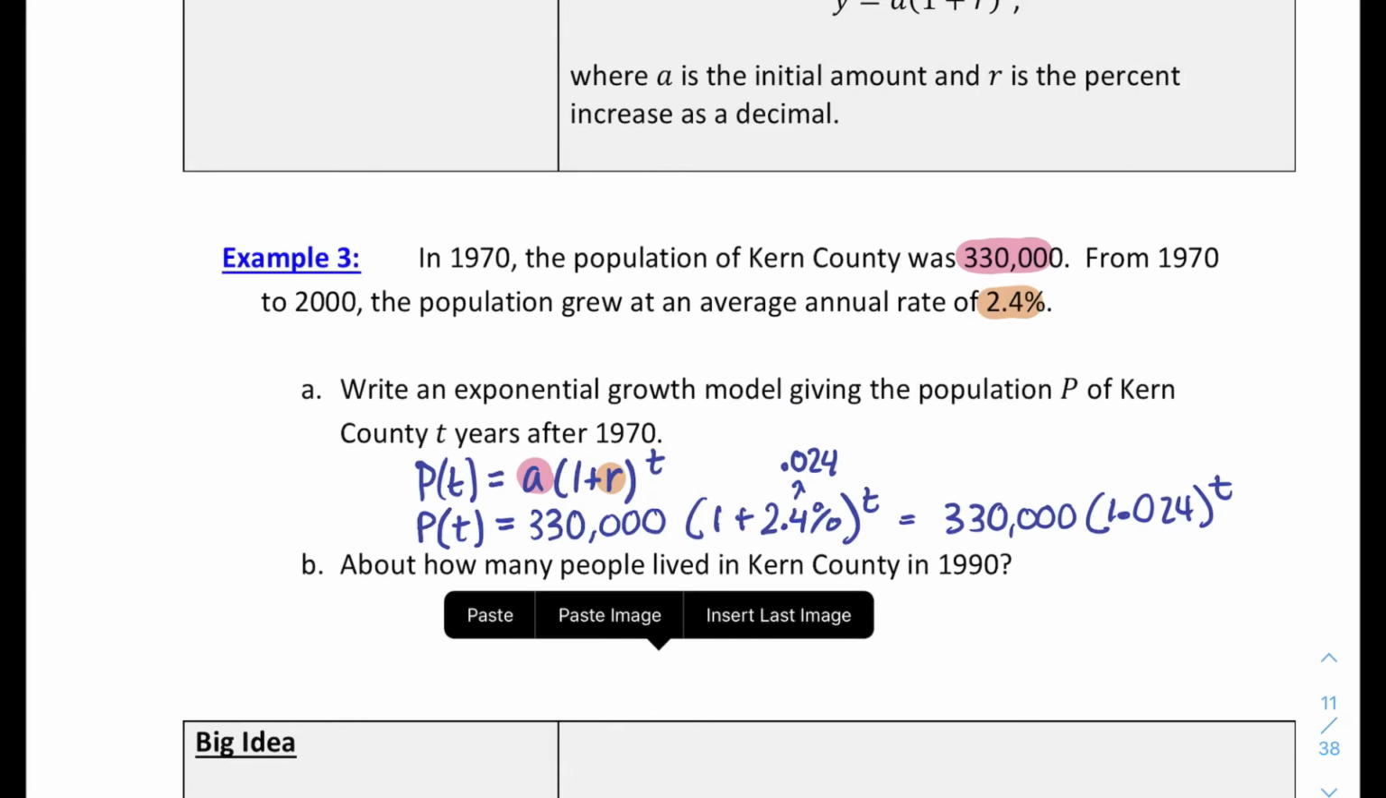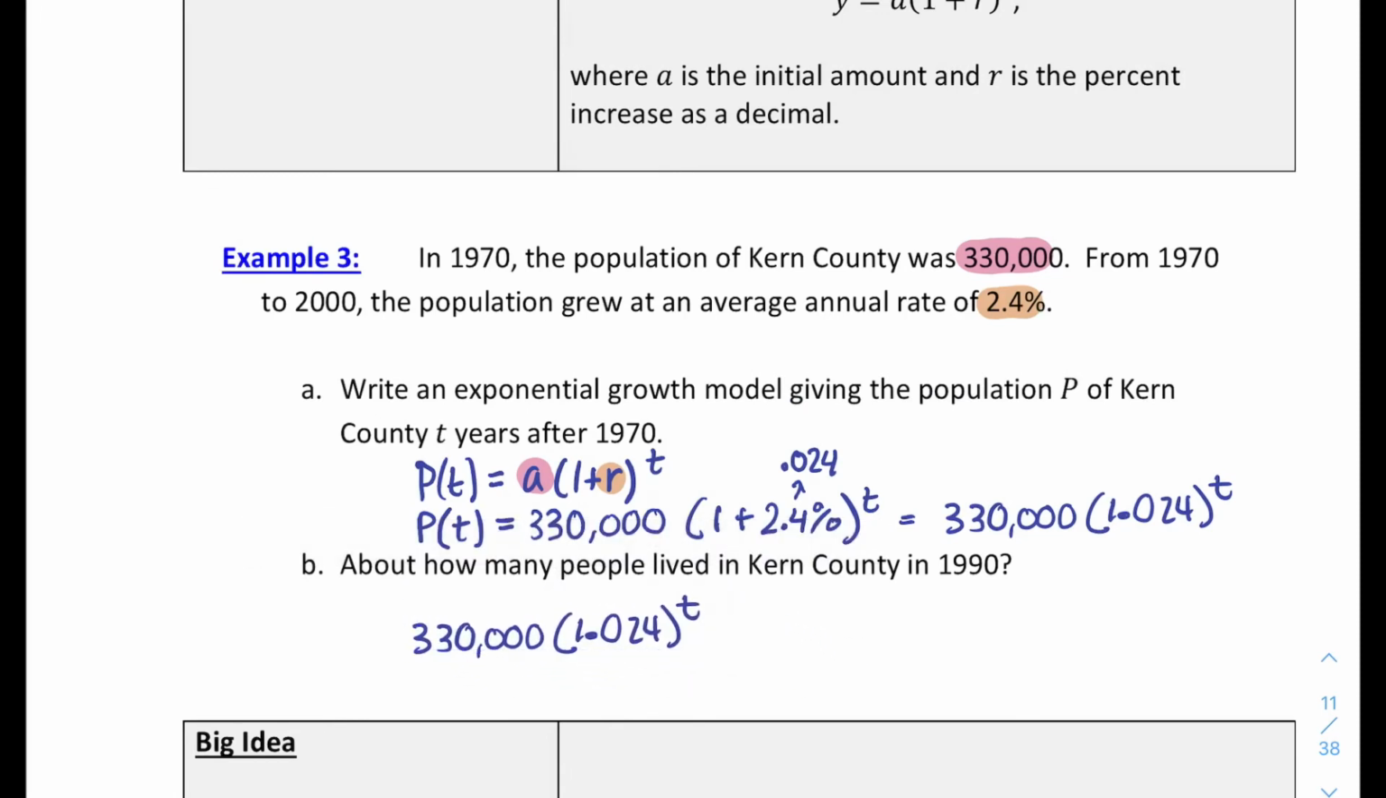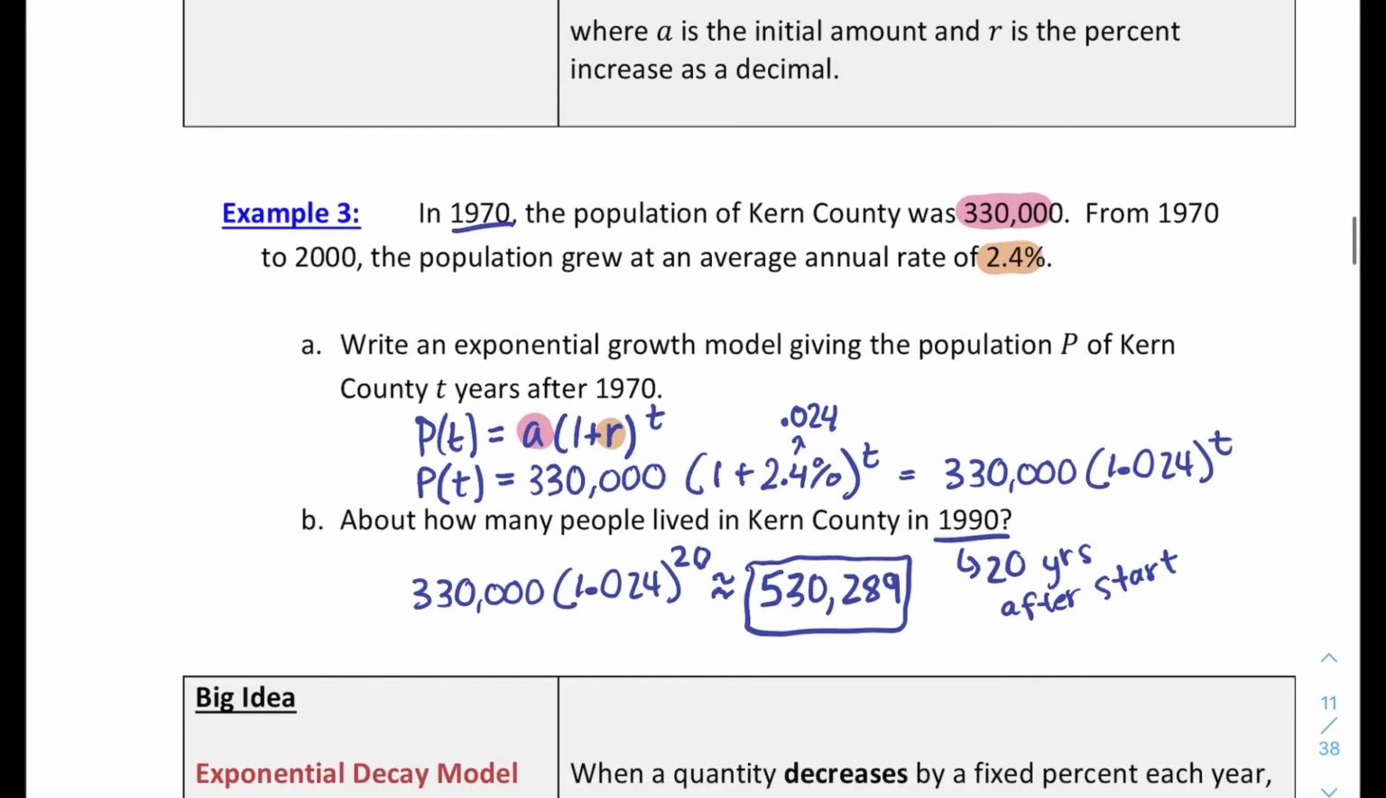Now on B, if I'm answering how many people lived in Kern County in 1990, I have to think about T stands for the number of years after my start year, which is 1970. So between 1970 and 1990 is 20 years. So I need to plug in 20 for T. And if you type this in your calculator, make sure you have that 1.024 in parentheses. You should get approximately 530,289 people. You could round to the nearest person.